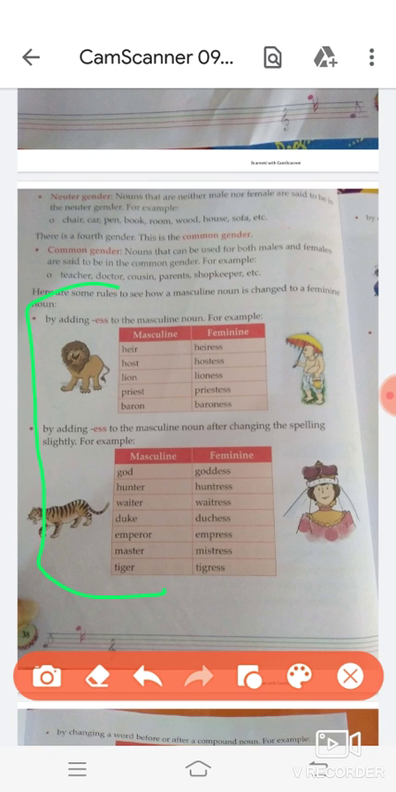Now these are some rules how to change a masculine gender into feminine gender. Now let's discuss the first rule: by adding ESS to the masculine noun. For example, heir, heiress, host, hostess, lion, lioness, priest, priestess, baron, baroness. So these are feminine gender. We have made feminine gender by adding ESS to the given masculine gender.